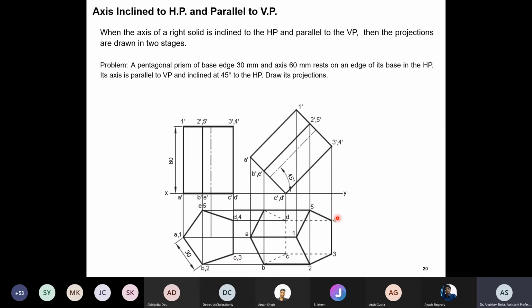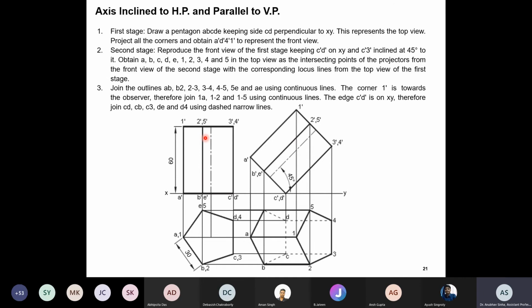Moving on. Now let us make it a little tricky. Till now we have been talking about simple cases where the axis is parallel to HP or parallel to VP. Now let us say that this axis is inclined to both the horizontal as well as the vertical plane. So basically your cylinder is lying at an angle with both. If you remember similar examples we had for planes, we now have to proceed in a similar way for the solid. So let us go through the steps.